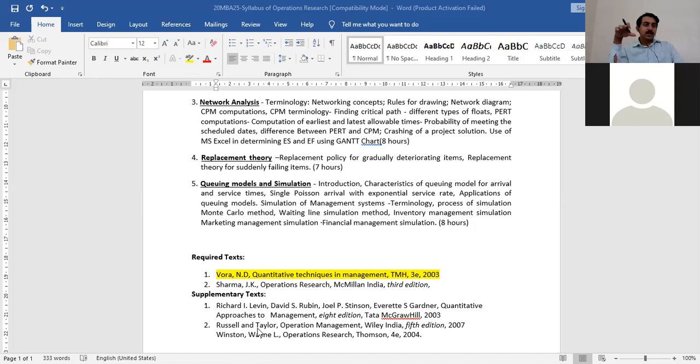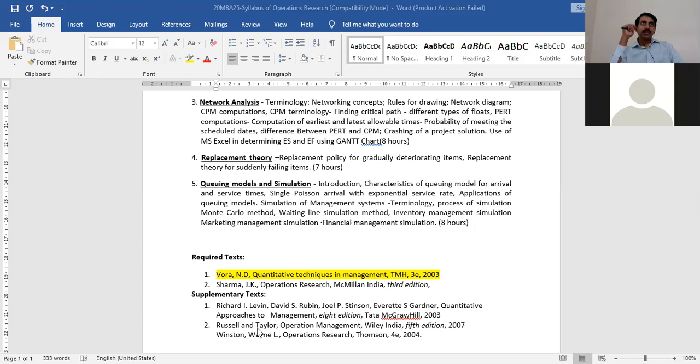But whatever it is, only if you prepare for the examination will you be able to pass this particular subject as well as score. Now, if you have any doubts, you can ask. So do we have to use any software?